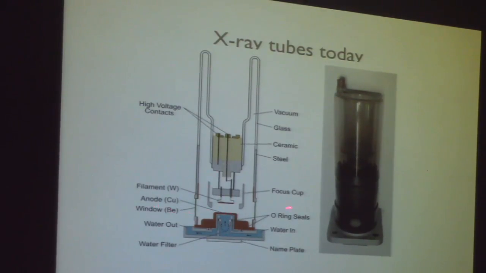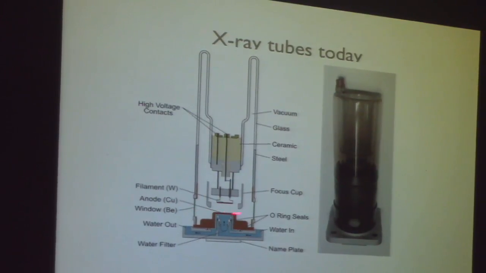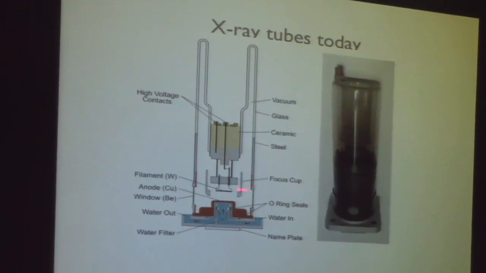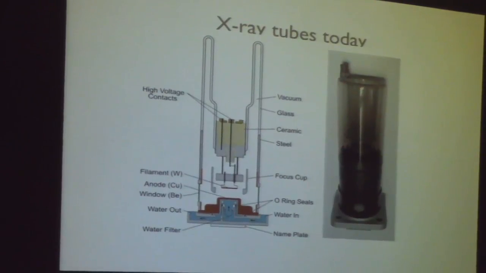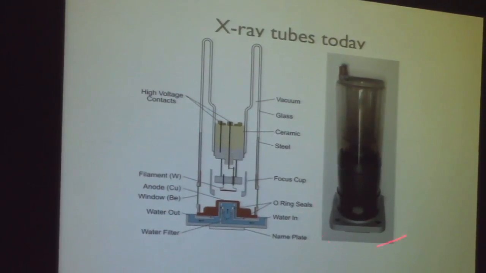The X-rays then come off here, and what we do is we take them at a very fine, glancing angle from here. So you can see that the electrons would hit here, and the X-rays would come out here. They go through, again, a beryllium window, which is this low atomic number metal. And they come out.